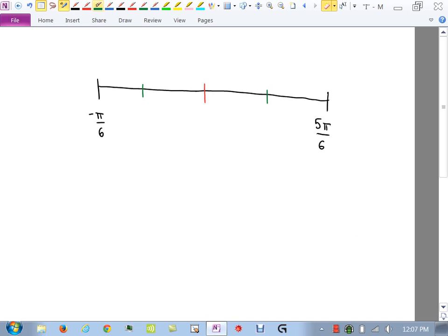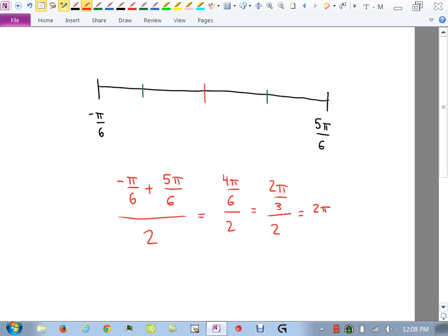I'm going to find this red one by taking the two numbers, negative pi over 6, I'm going to add the other number, 5 pi over 6, and I'm going to divide that answer by 2. So when we add up the top, we get 4 pi over 6 over 2. And then reduce the top, 2 pi over 3 divided by 2. But that's the same as 2 pi over 3 times 1/2, which is 2 pi over 6, which is pi over 3. So this number should be pi over 3.